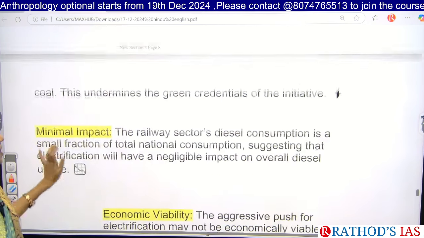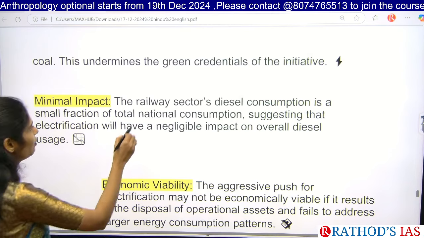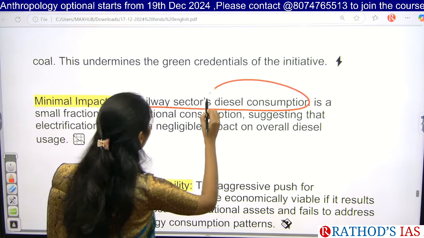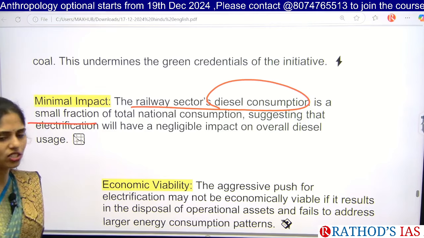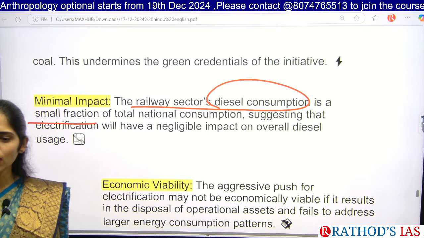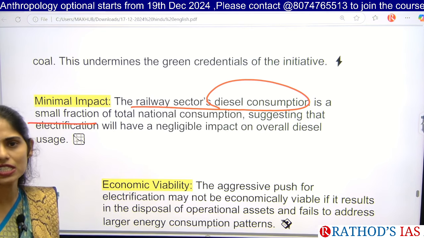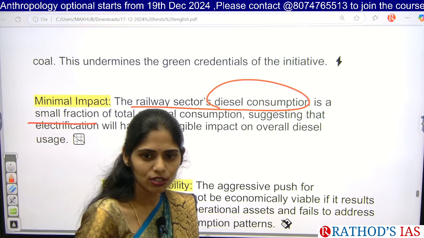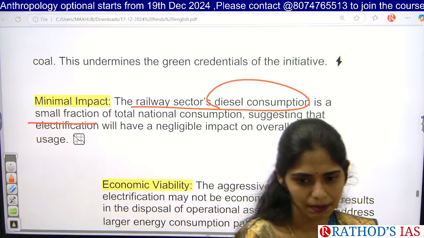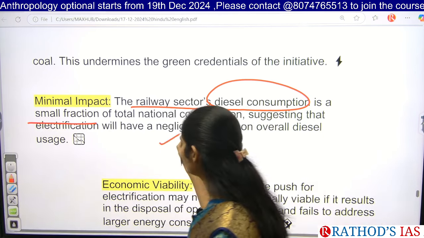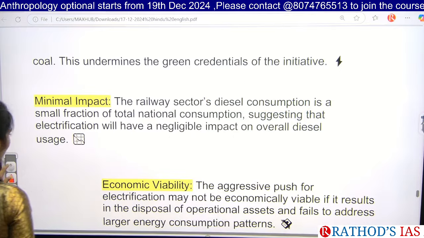And whenever we are converting diesel locomotives to electrified ones, there will be a very small impact. So this is also one important point.